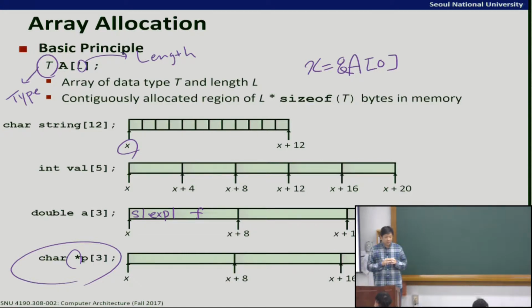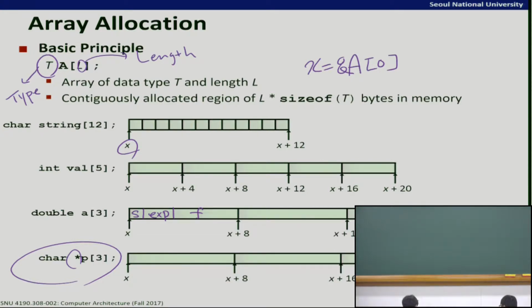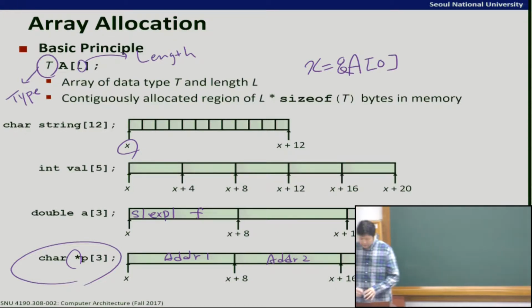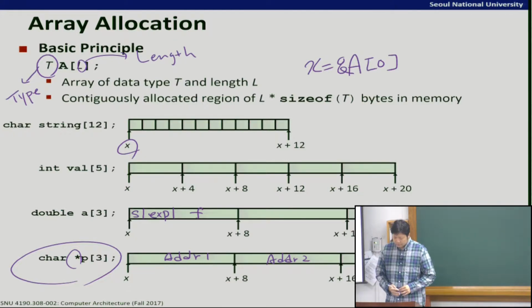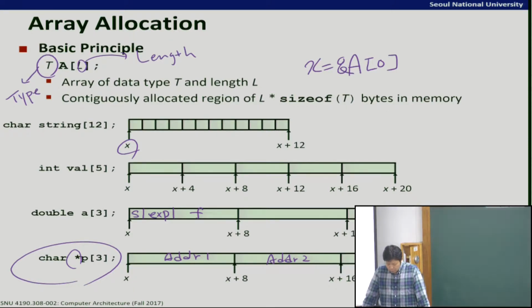Because we are assuming a 64-bit architecture, every address field actually has 64 bits, like 8 bytes, right? So this one is address 1, this one is address 2, this one is address 3, and so on. Generally speaking, if you declare an array allocation, the array is contiguously allocated. I mean, it occupies a continuous range of addresses, right? It's a contiguously allocated region of L times size of T bytes in memory.